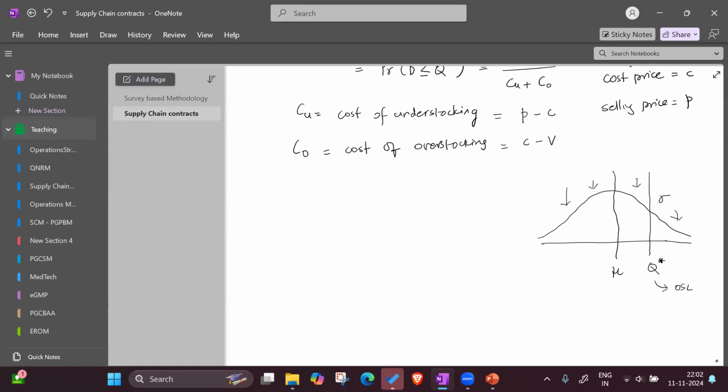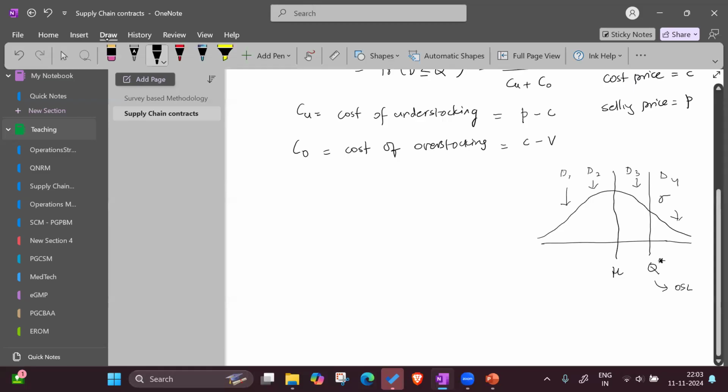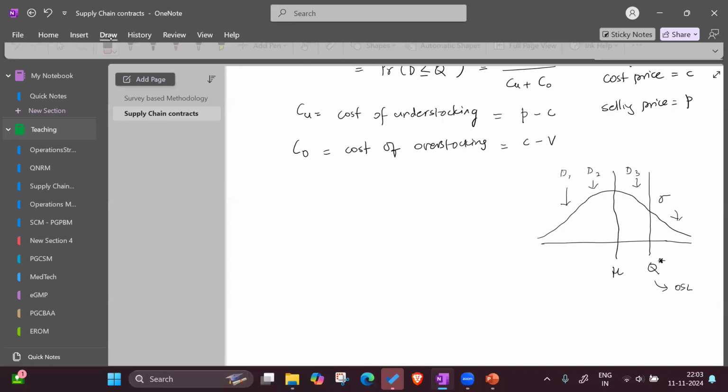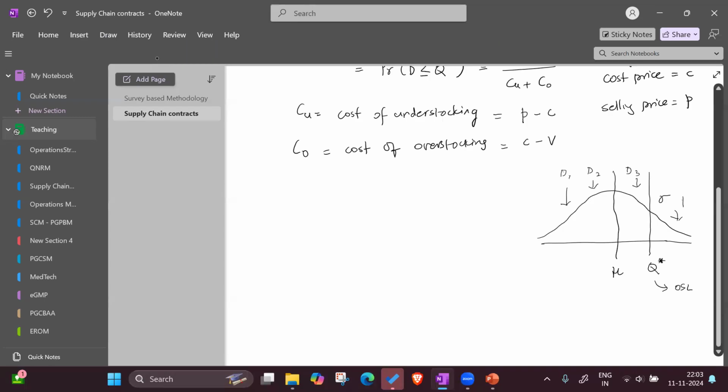Now, based on this optimal service level, if you have decided to stock this particular quantity, let's say these are all different demand values, D1, D2, D3, D4, right? D4, this is the one that I'm referring to. We can clearly see that any demand D1, D2, or D3 is going to be less than Q star, because this is like a number line where these values are between minus infinity and plus infinity. This is the mean.